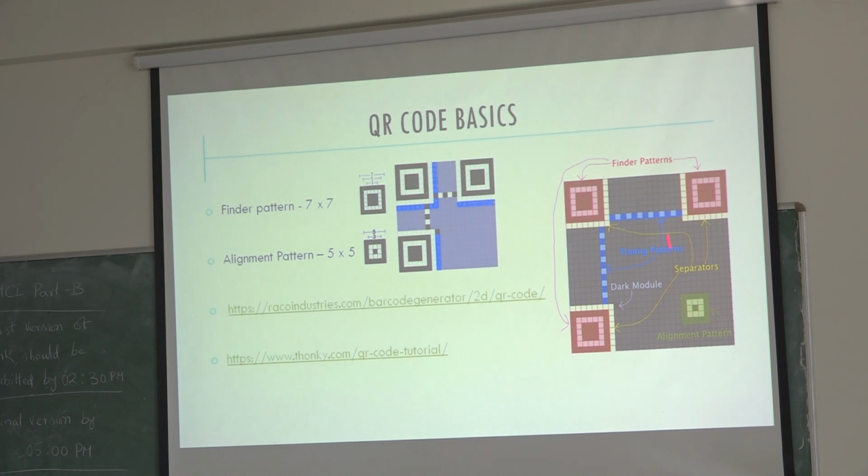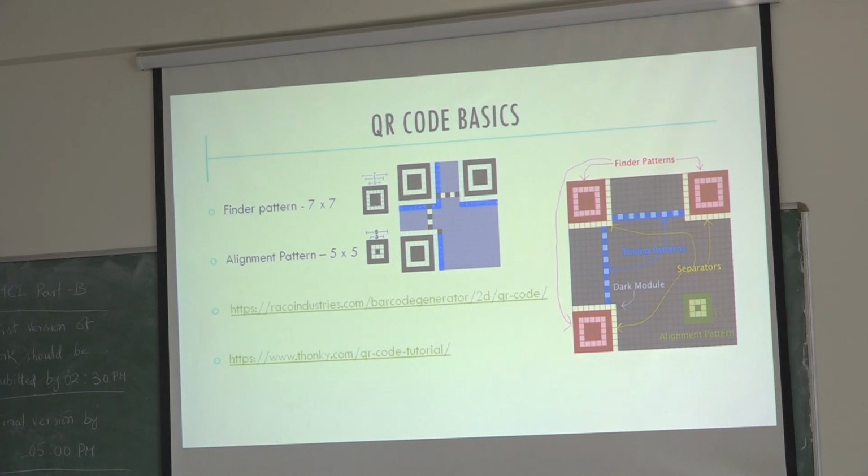This alignment pattern is used to align the text. That means maybe I'll start reading from here to here. Sometimes my image gets tilted or something, so it needs to go in the proper order. For that, the alignment pattern will be used. So these are the information patterns.